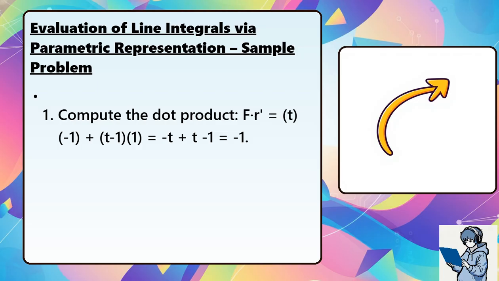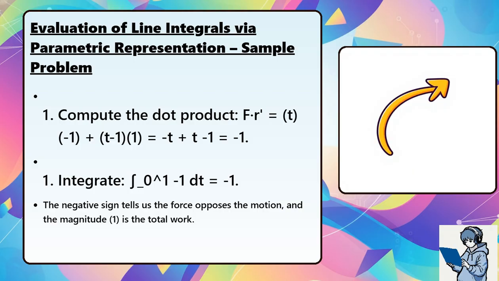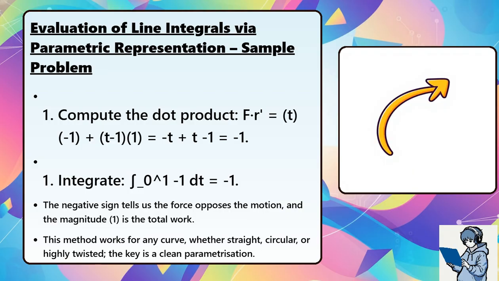4. Compute the dot product F dot r prime equals (t) times negative 1 plus (t minus 1) times 1 equals negative t plus t minus 1 equals negative 1. 5. Integrate: the integral from 0 to 1 of negative 1 dt equals negative 1. The negative sign tells us the force opposes the motion, and the magnitude 1 is the total work. This method works for any curve, whether straight, circular, or highly twisted. The key is a clean parametrization.